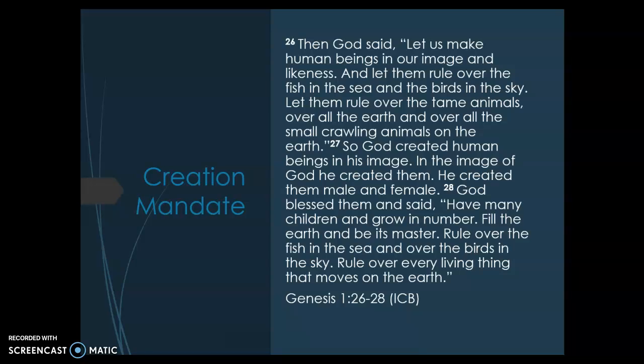He created them male and female. God blessed them and said, 'Have many children and grow in number. Fill the earth and be its master. Rule over the fish in the sea and over the birds in the sky. Rule over every living thing that moves on the earth.'" You can see right from the beginning that God made us male and female, unique and special creatures. Then he proceeded to have us be in charge of the rest of his creation.